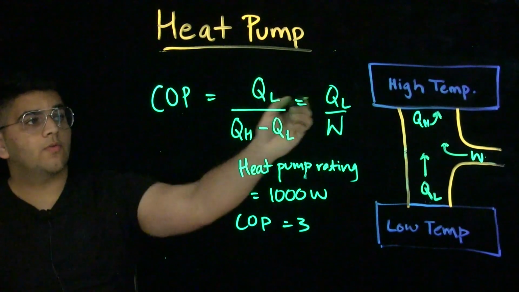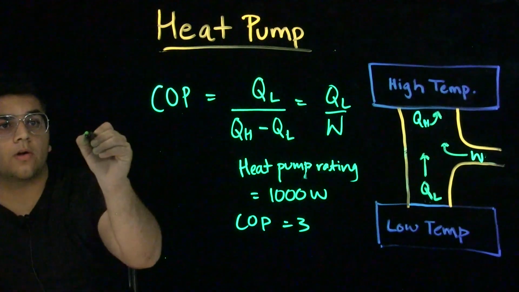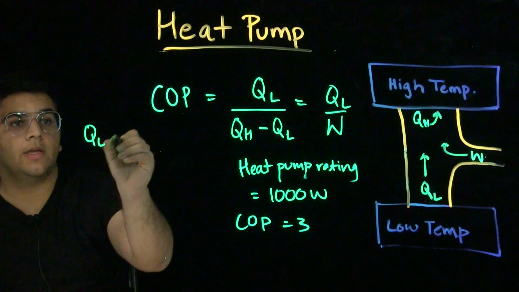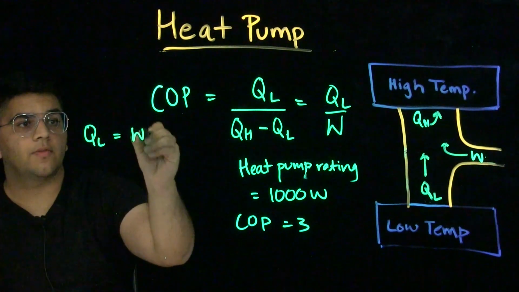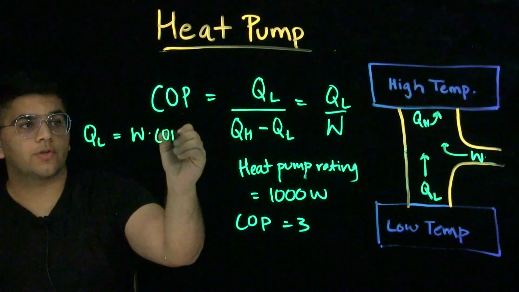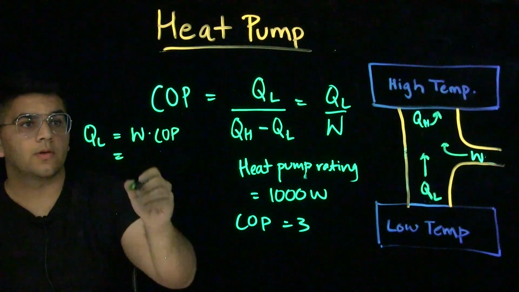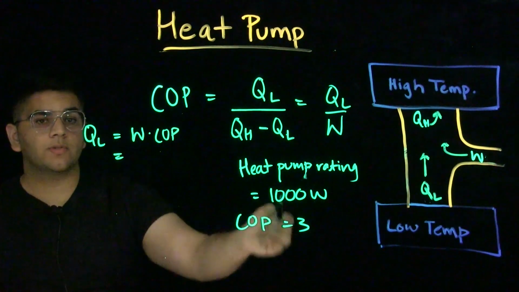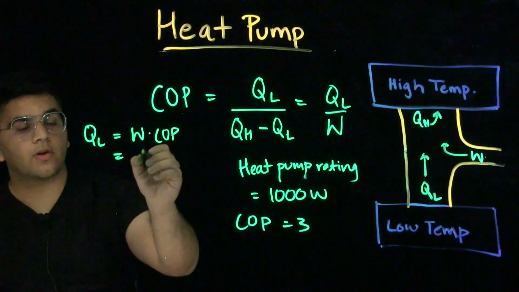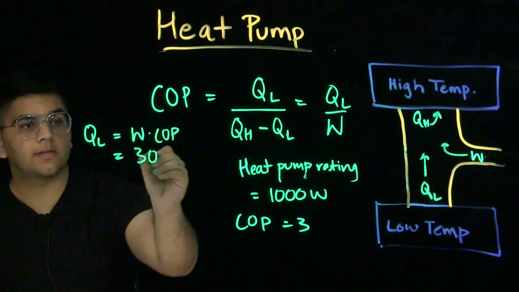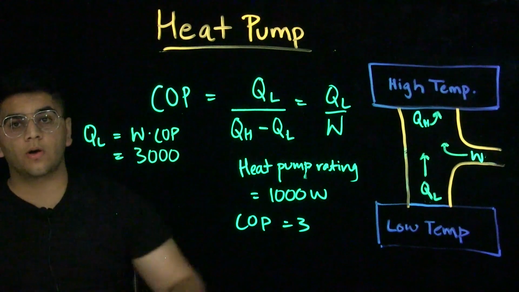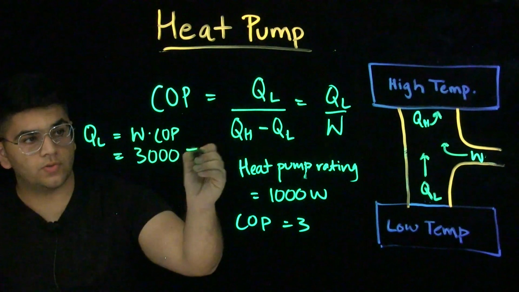So we know from the equation here that our low temperature environment heat would be the product of the work done and the coefficient of performance. And for this product of 1,000 joules and 3 for our coefficient of performance, we would have the heat that exits our low temperature environment as 3,000 joules.